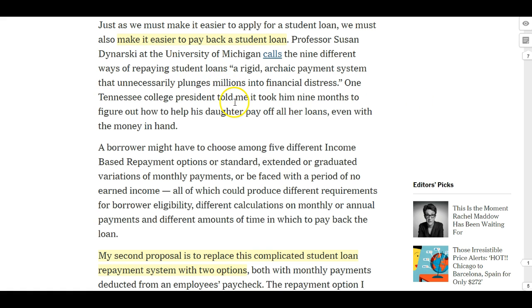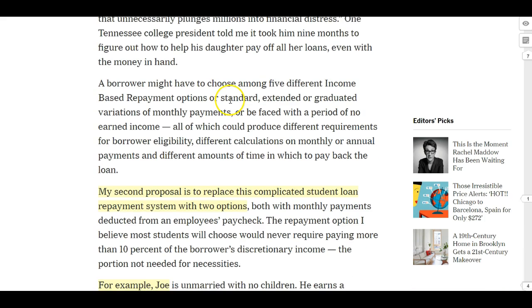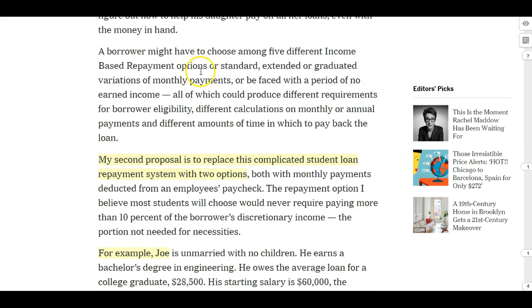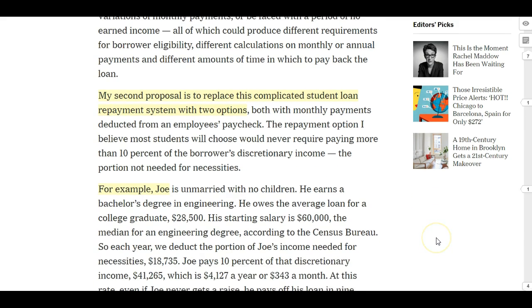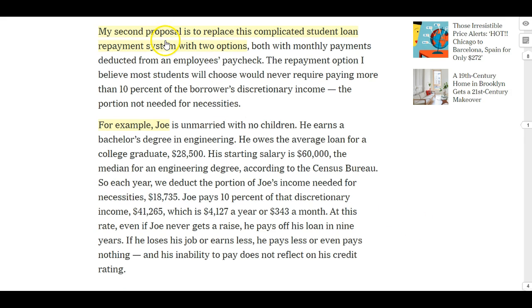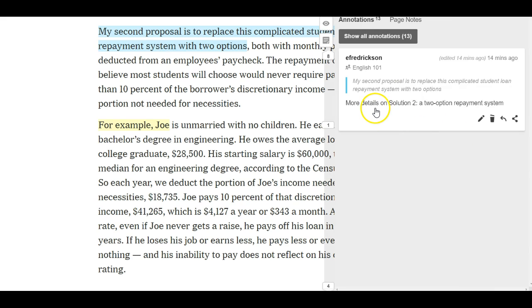Here he's starting to say more about that. Let's look at the next paragraph. A borrower right now has to choose among 5 different income-based repayment options. Okay, so he's saying it's kind of complicated right now to figure out how to pay back your student loan. Here he's getting a little bit more precise with his second solution. My second proposal is to replace that complicated system with 2 options. Okay, so this is more details on solution 2.